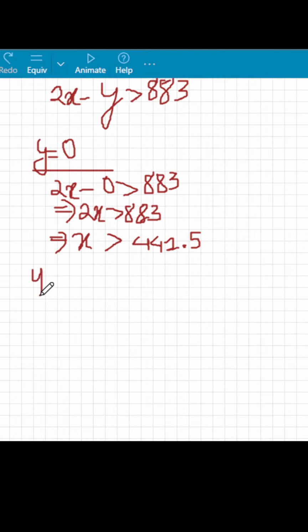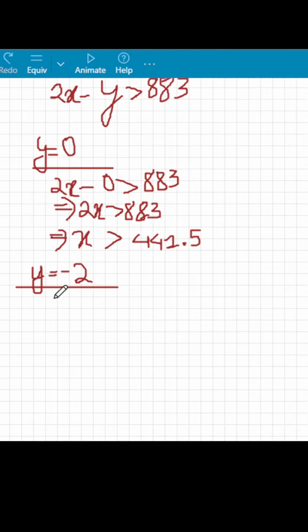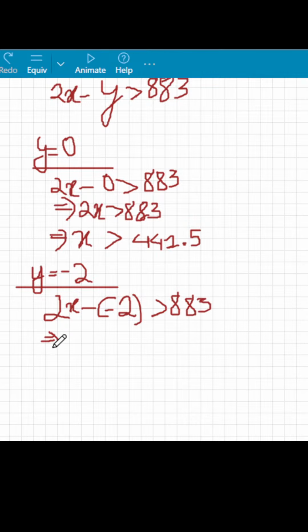Now for y is equal to -2, we have 2x minus -2 is greater than 883. So this will become +2. So 2x plus 2 is greater than 883. So this will become 2x is greater than 881.